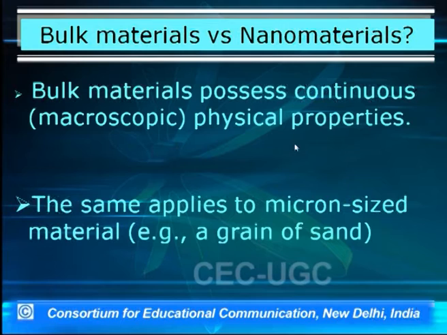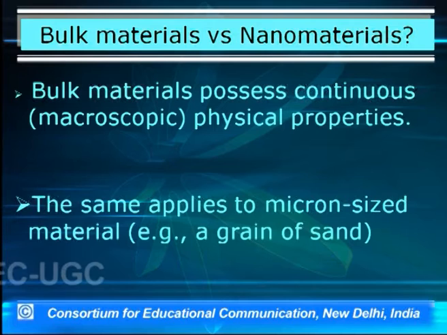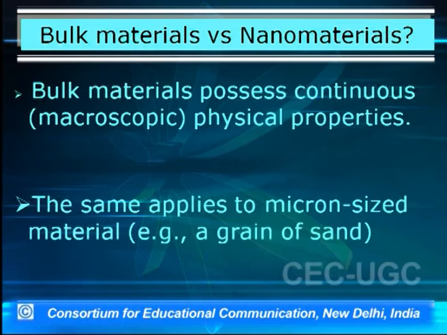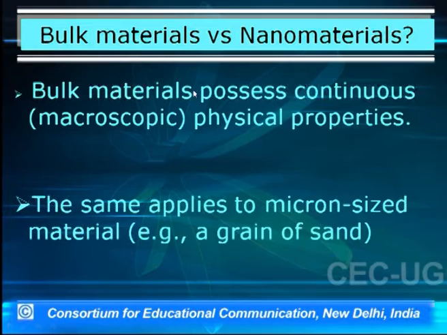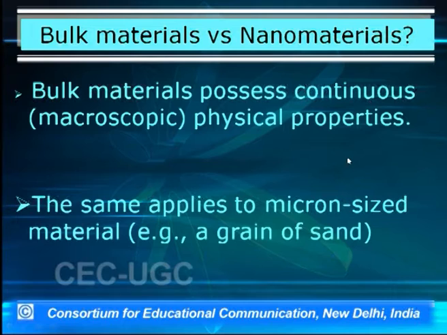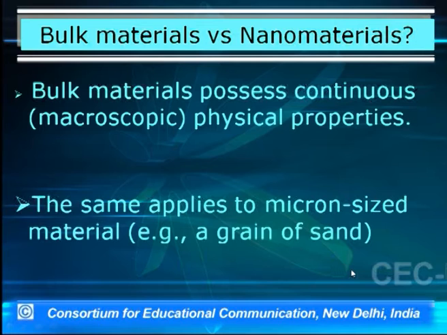Now, the question arises, is there any difference between bulk material and nanomaterials? Bulk material means the size of the constituent particles would be much greater than 100 nanometers, or would have its size in at least micro dimensions, the micrometer range. Such materials are called bulk materials, and bulk material possesses continuous macroscopic physical properties. And the same applies to micron size materials, the grain of sand for example.